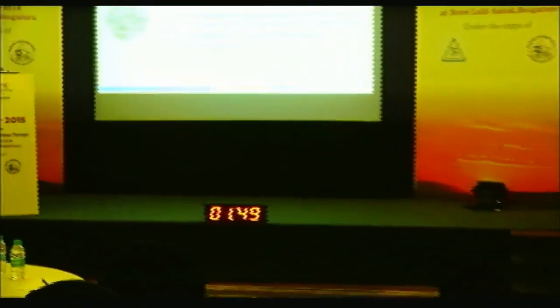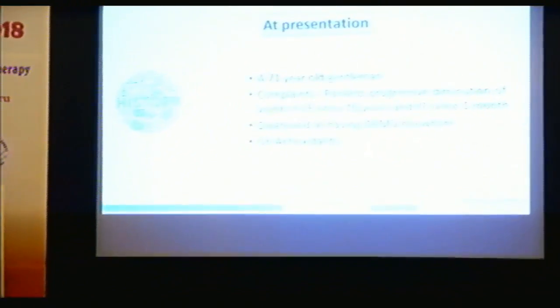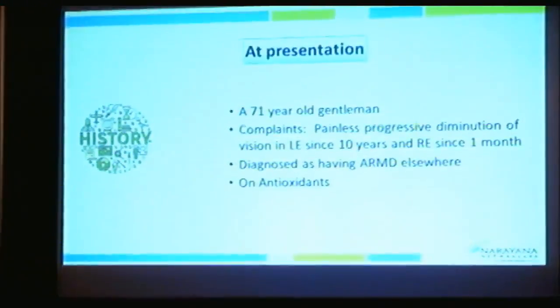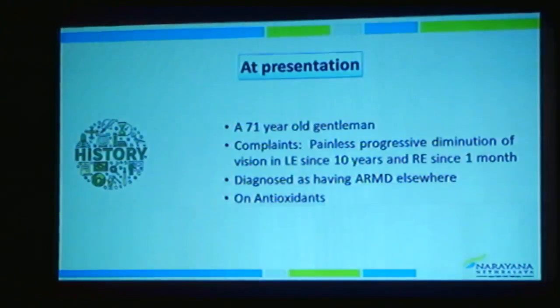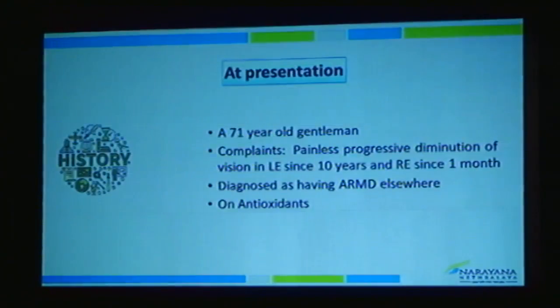There's another case. I could proceed to the second case. So this is a 71-year-old gentleman who presented with progressive diminution of vision in the left eye for over 10 years, and he presented to us basically because of a drop of vision that he noticed in the right eye. He was diagnosed as having ARMD elsewhere and was already on antioxidants.